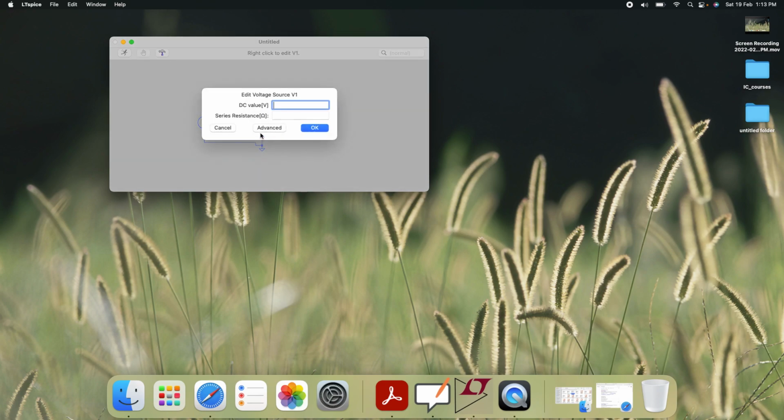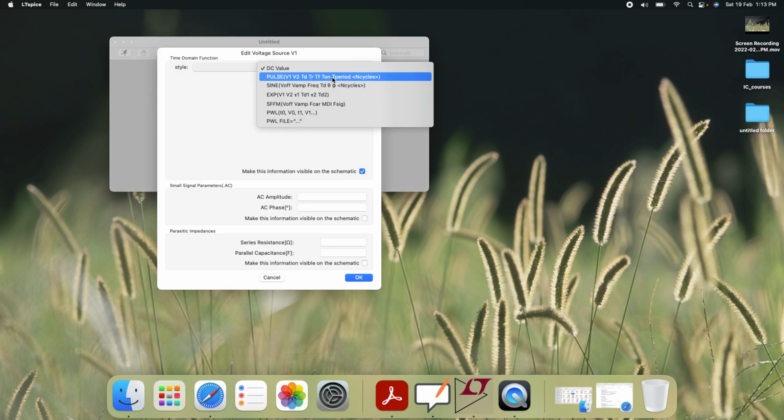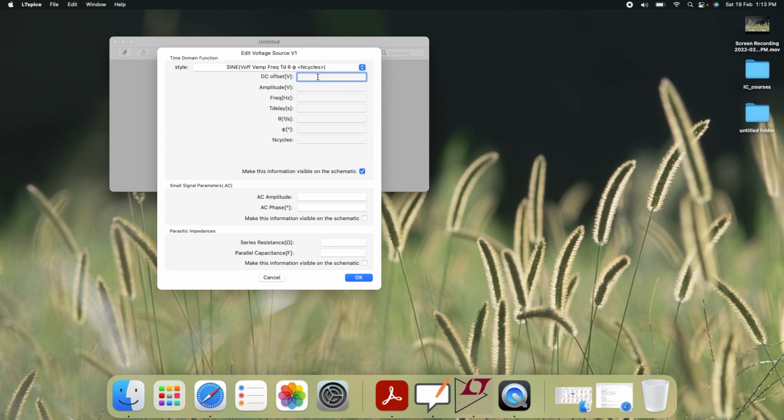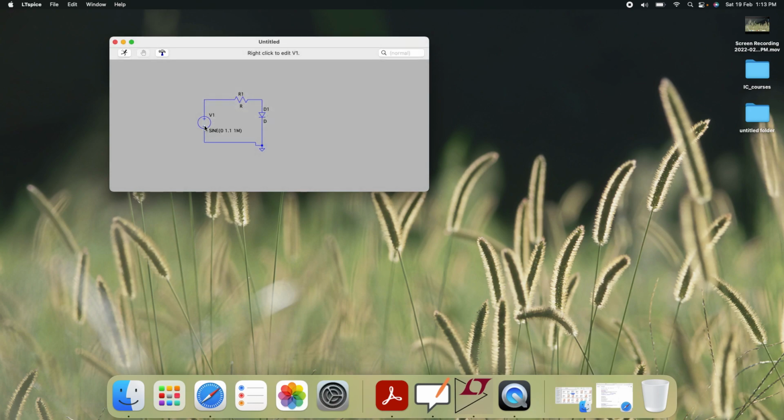I need to feed values because we are running transient analysis, or with respect to time. Let's assume that DC offset is 0. Amplitude I am giving, let's say 1.1 volt. Frequency 1 mega, sorry, it's in hertz. So after 1 microsecond of period, this will be repeated. Now you can see here, sine 0, 0 is DC offset, 1.1 is amplitude, and this is the frequency. So this is all done, no problem.